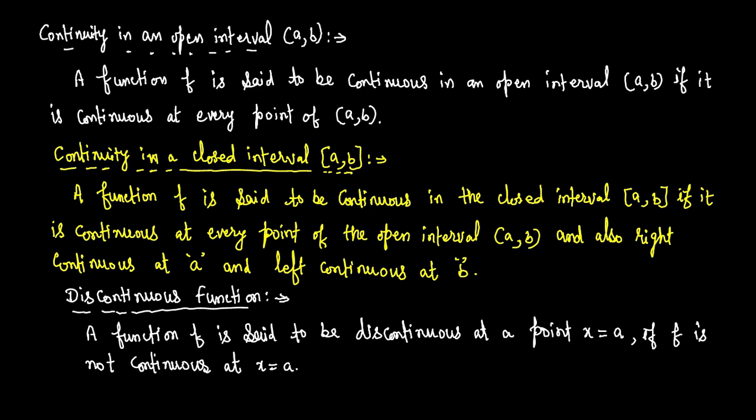But what about continuity in closed interval? If you look at the second definition, continuity in closed interval, we take three cases: to the right of A, in the open interval AB, and to the left of B. First, the function must be continuous at every point in this open interval AB, right continuous at A, and left continuous at B. After combining these three conditions, we can say that function is continuous in the closed interval AB, that is, right continuous at A, continuous in the open interval AB and left continuous at B. When we combine all these three, we can say that function is continuous in the closed interval AB.